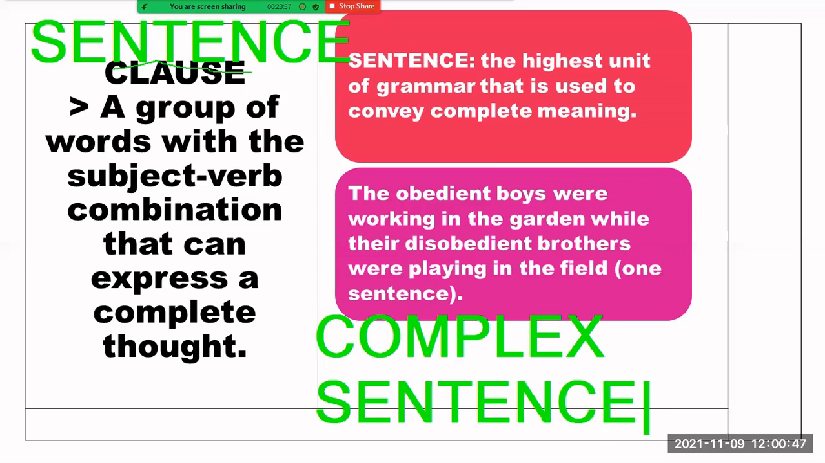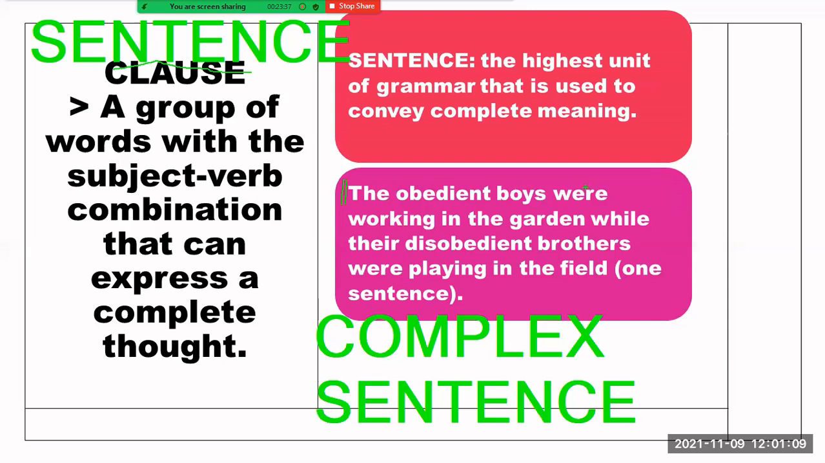Now, a complex sentence is a kind of sentence that contains one main clause and at least one subordinate clause. Now, let's try to analyze this into clauses, all right?